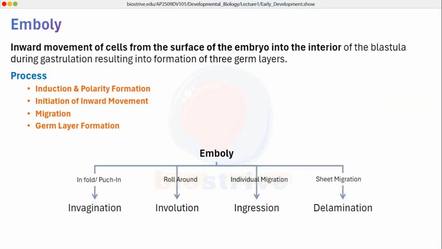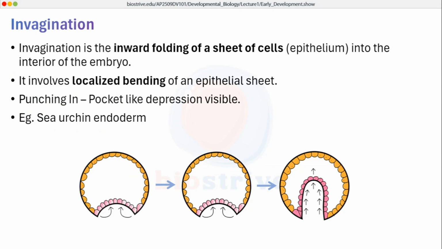Let's study emboly. Emboly represents the inner movement of the cells from the surface of the embryo. So the movements will always be toward the interior side, and the processes involved in emboly are induction and polarity formation, initiation of inward movement, migration in some cases, and at last germ layer formation. Let's start with invagination.